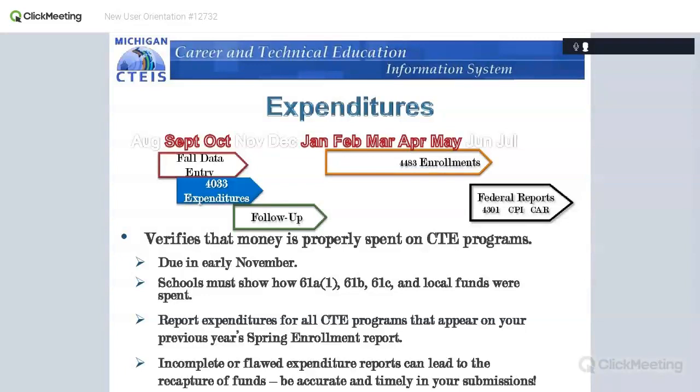All right, so as far as some other questions about expenditures, the expenditures are going to be pretty similar to what they've been in the past. There's going to be a new component to it that deals with 61B, but that is really not going to change how expenditures are done. And more information about that will come out later for those that are interested in that.